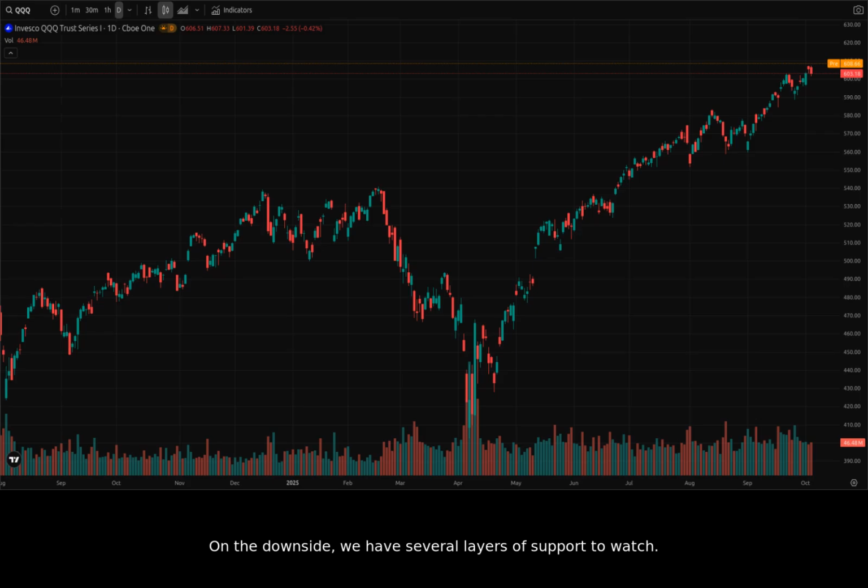On the downside, we have several layers of support to watch. The most recent swing low from mid-September sits around the $588 to $590 area. A more significant support zone can be found near the August lows, around $551. The ultimate long-term support, however, comes from the major sell-off we saw back in April. Let's zoom in on that period of volatility to understand the market's resilience.